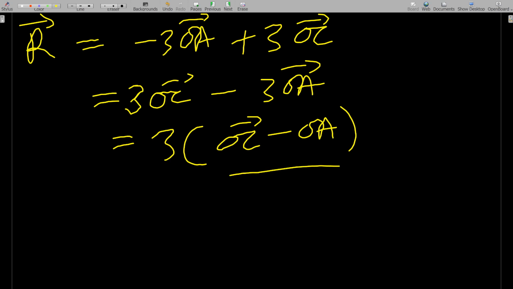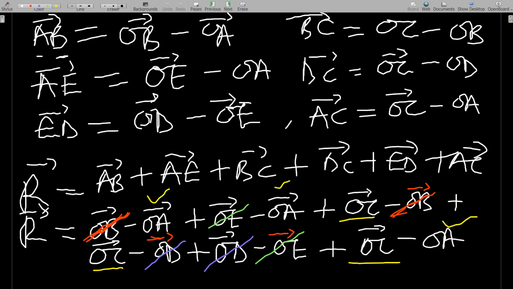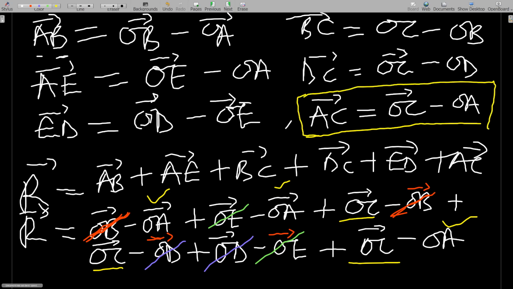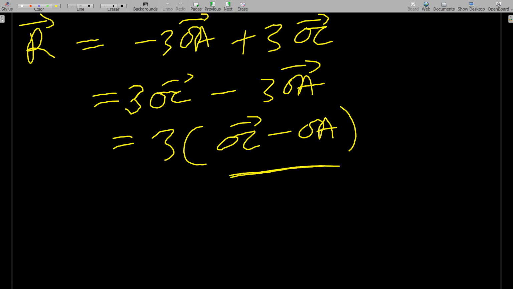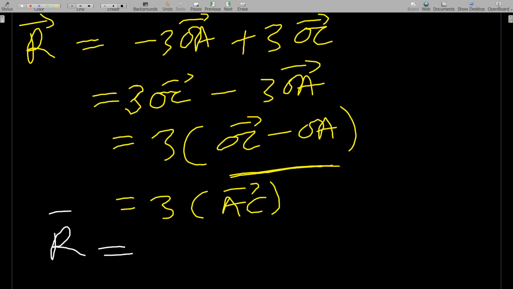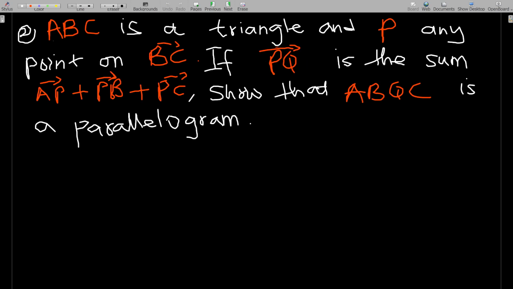And what is this? If you remember in our previous one, I said that AC is equal to OC minus OA. So OC minus OA will give us AC. So this will give you 3 into AC, and this is our required proof. We are supposed to show that the resultant is equal to 3 AC, and we've proven it. This is correct, right? So now let's go to the next question.